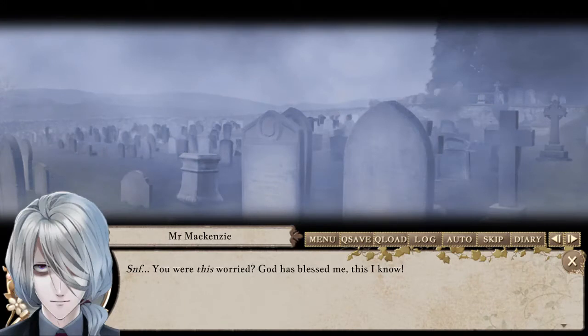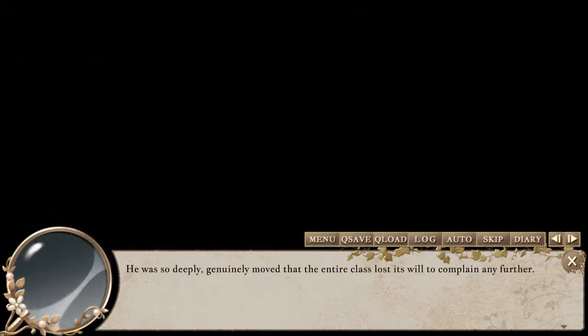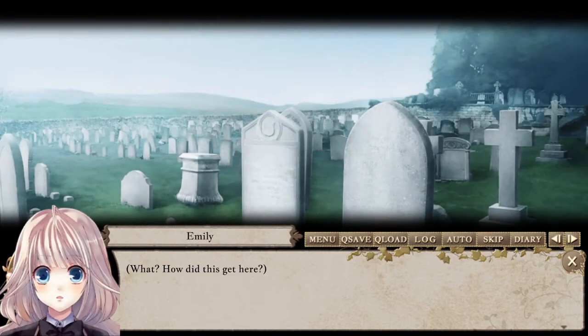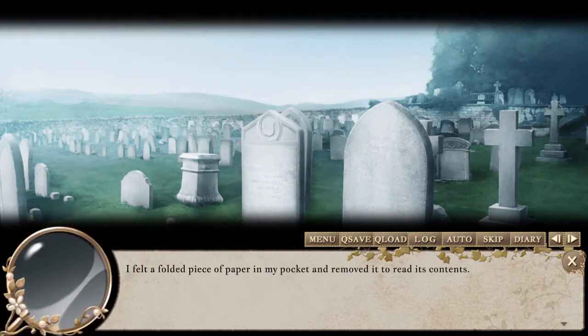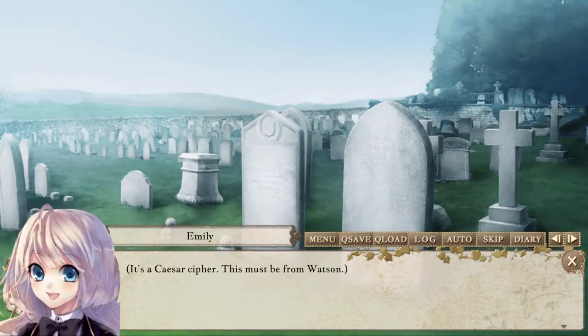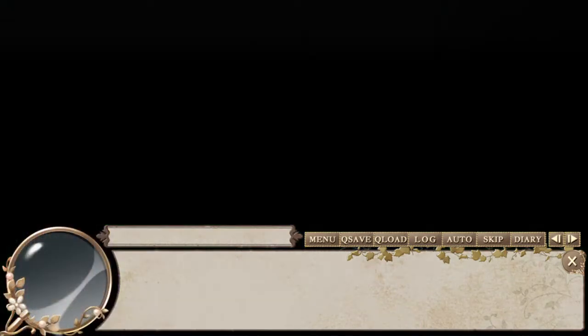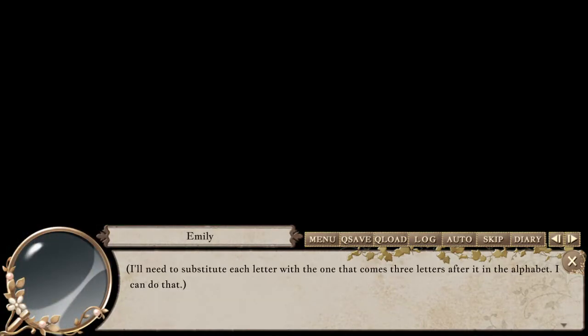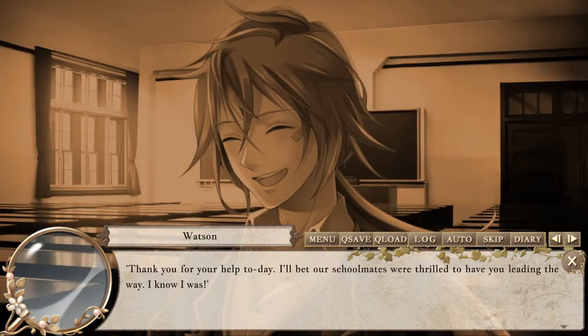You were this worried. God has blessed me, this I know. He was so deeply, genuinely moved that the entire class lost its will to complain any further. What? How did this get here? I felt a folded piece of paper in my pocket and removed it to read its contents. I can't wait to hear what Watson has for us. It's a Caesar cipher. This must be from Watson. I'll need to substitute each letter with the one that comes 3 letters after it in the alphabet. I can do that.